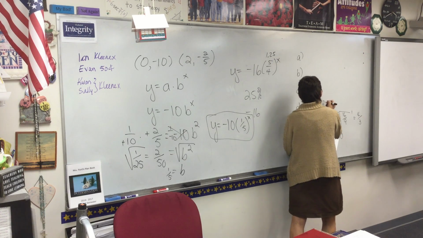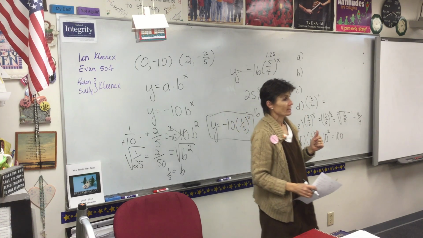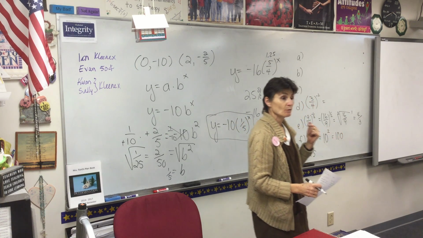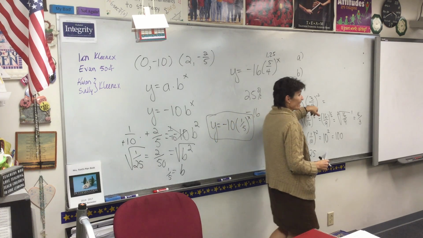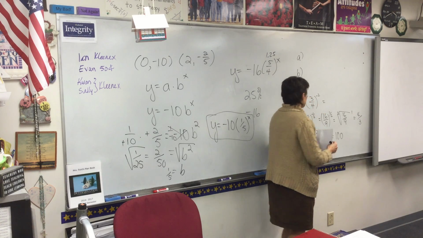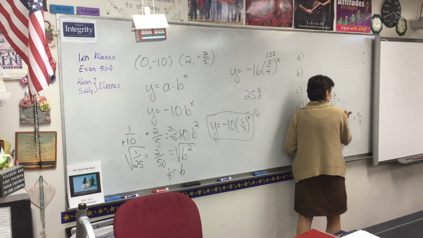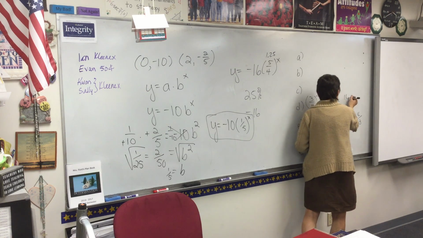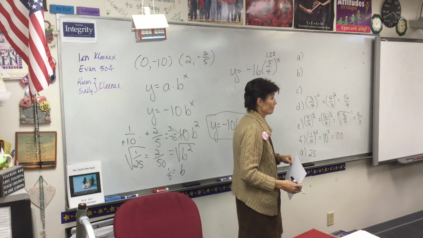When you see a negative, you think flip. When you see a fraction exponent, you think radical. Don't get those turned around. There's no radical in this problem. There is a flip though, right? So we're going to have 4/3 squared, which is 16 over 9.